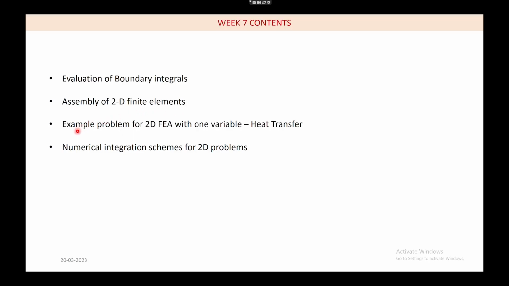The third topic is an example problem of two-dimensional FEA with one variable, which is the heat transfer application in a two-dimensional plate. The last topic was numerical integration schemes for two-dimensional problems. This involves mapping the element from the physical coordinate system to the natural coordinate system and evaluating the Jacobian of the mapping or the transformation.